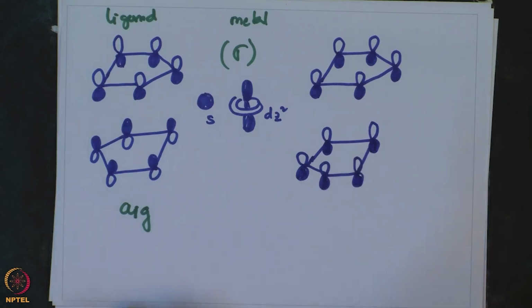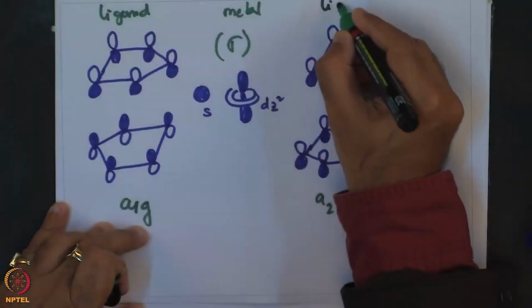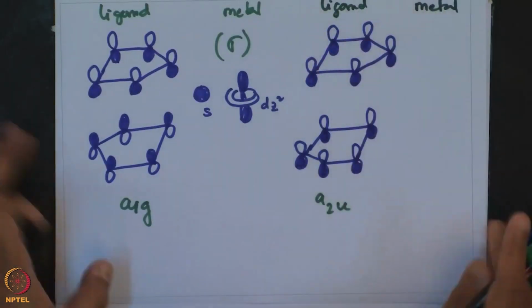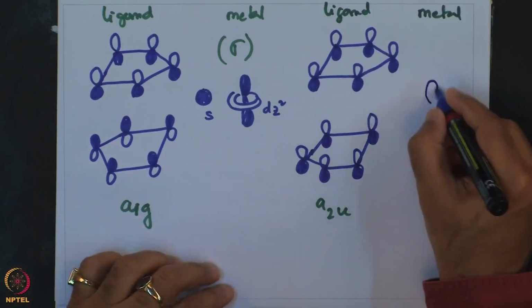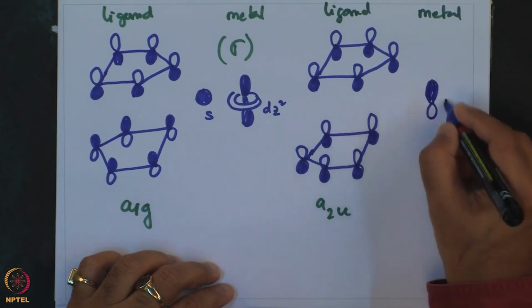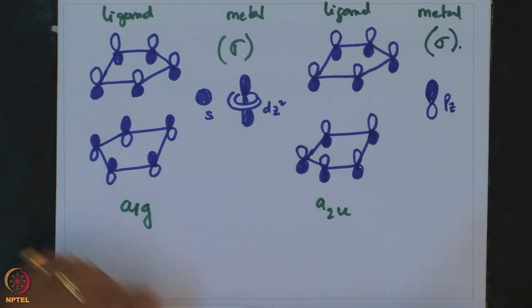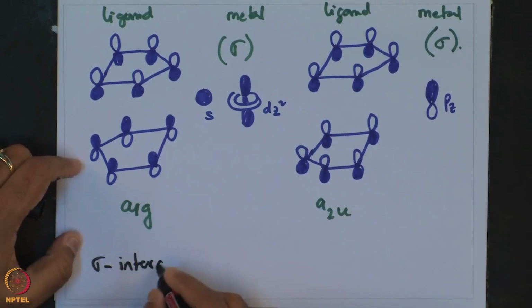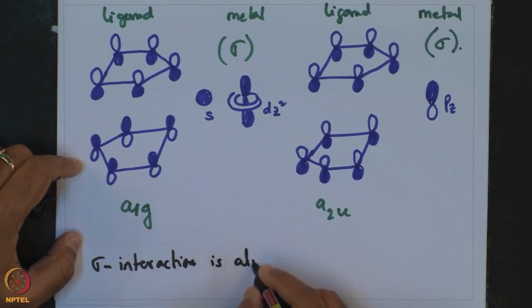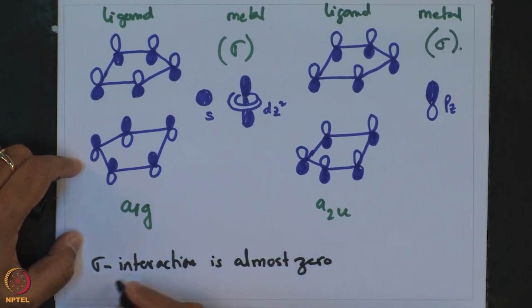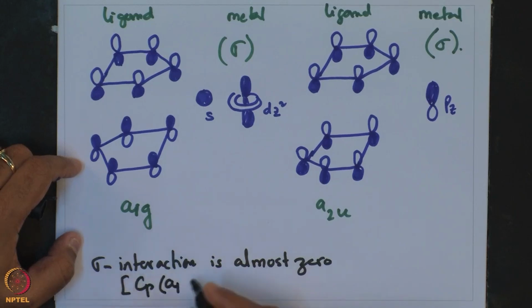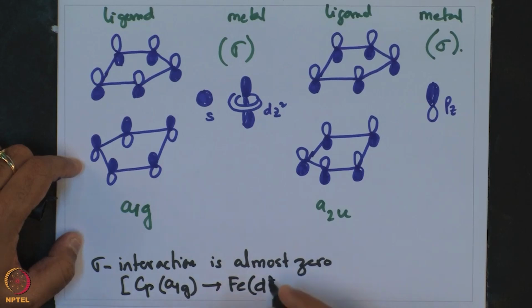This is called A2u. The corresponding metal orbital is pz, and this also is a sigma type interaction. Now, this sigma interaction in metal is almost 0. So, Cp A1g, Fe dz square is non-bonding.